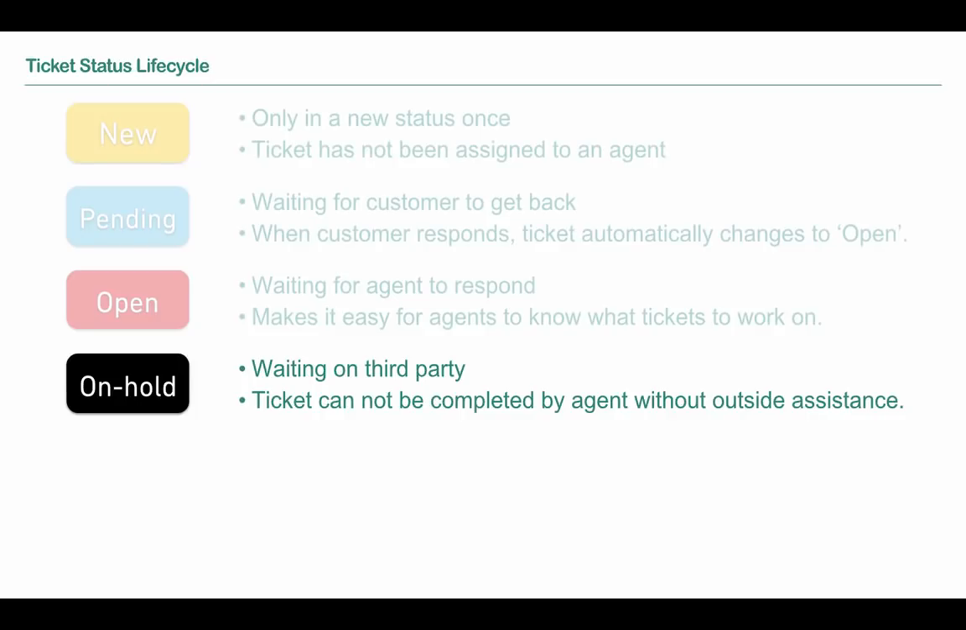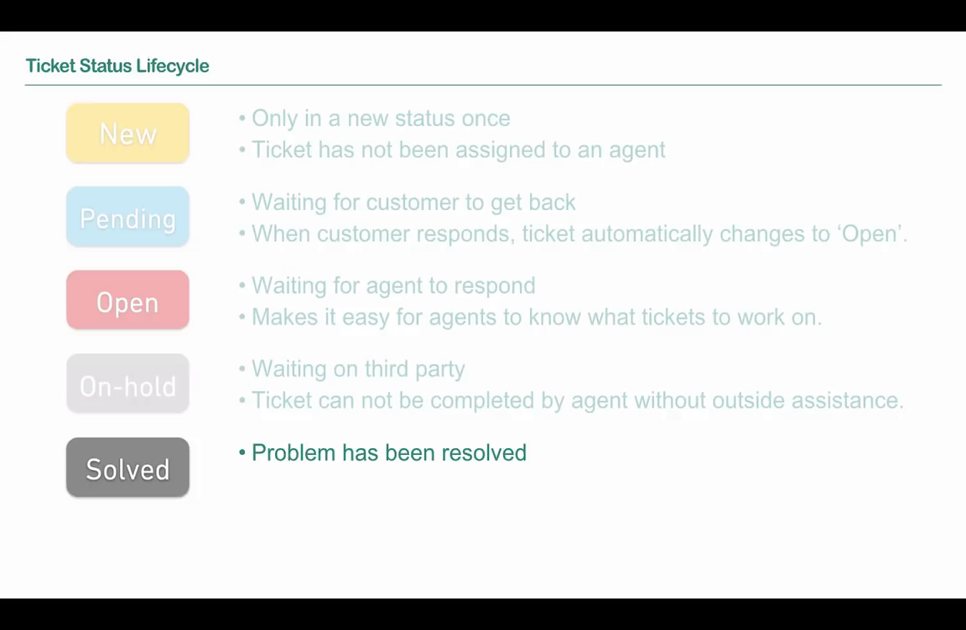The next status is on hold, and this is when the ticket is not waiting for the customer, it's not waiting for the agent to get back, it's actually waiting on a third party. Maybe you're waiting on your development department to create a new feature, maybe you're waiting on delivery, maybe it's something else completely different. But it's waiting on a third party to get back to you before the ticket can move on. Now, this on hold status isn't a default status, so you might not see this as one of your statuses. It needs to be switched on within the ticket field settings.